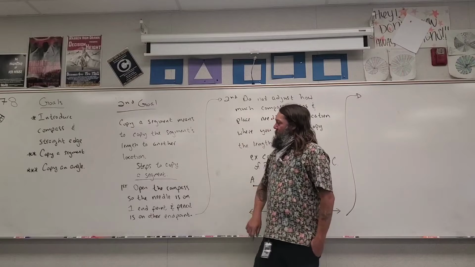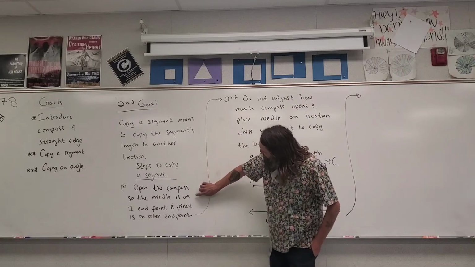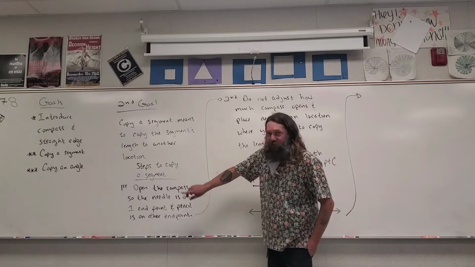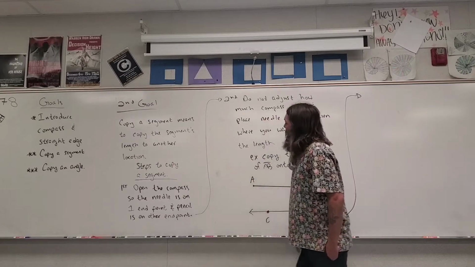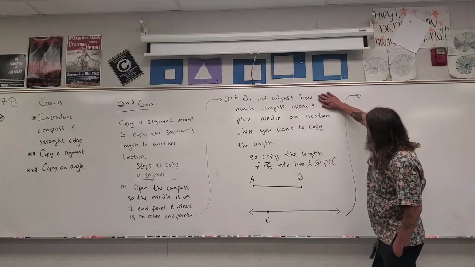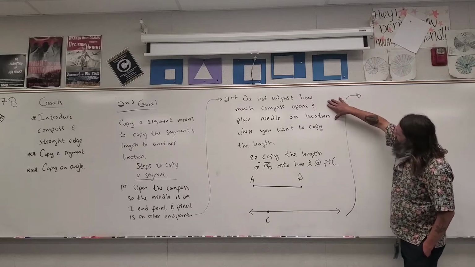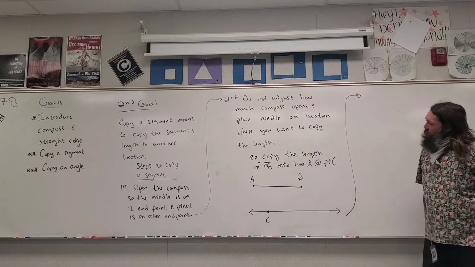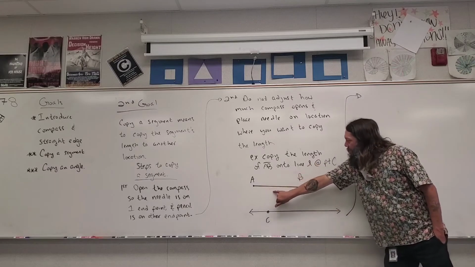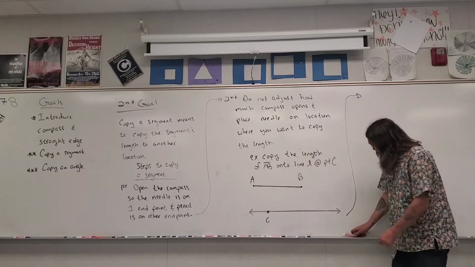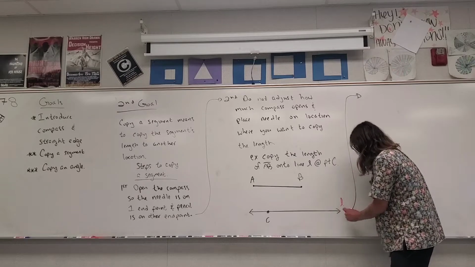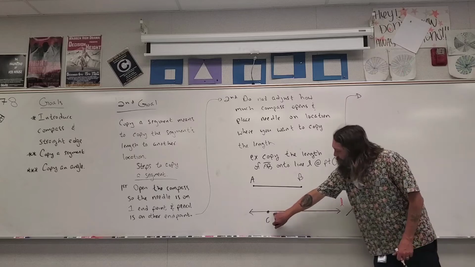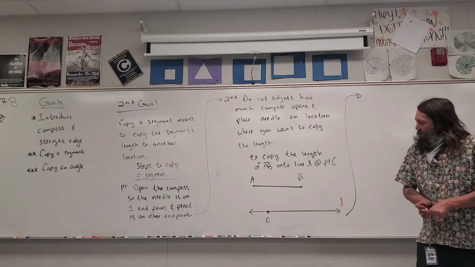First, open the compass so that the needle is on one end point and the pencil is on the other end point. Do not adjust how much the compass opens, and place the needle on the location where you want to copy the length. Here's an example I like to do. I'd like to copy the length of segment AB onto line L. There's line L. And I'd like to copy this length onto line L at point C. Really, really easy to do.